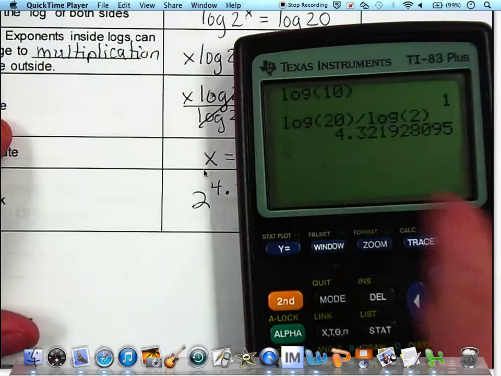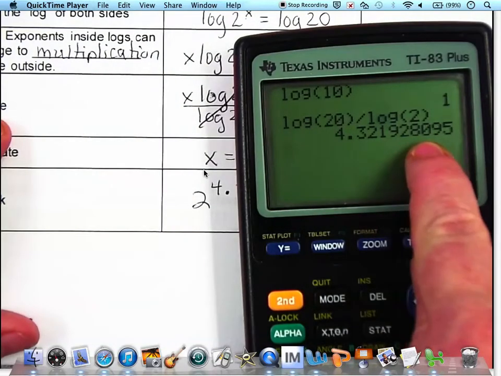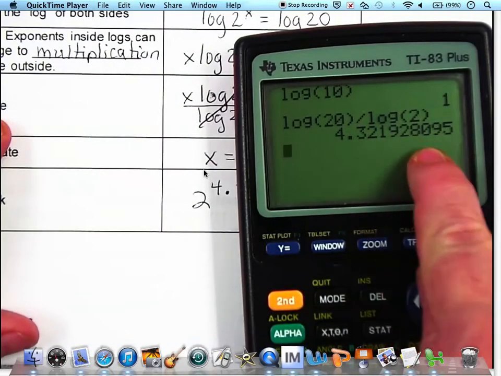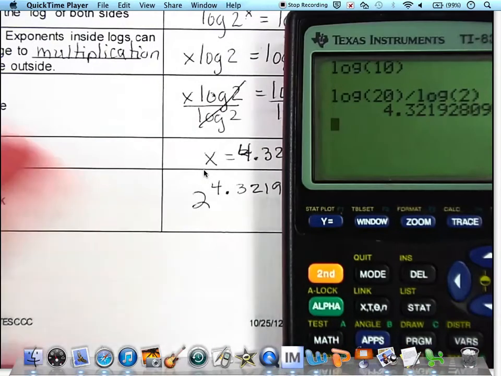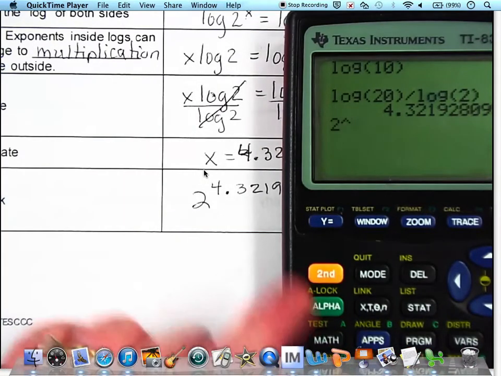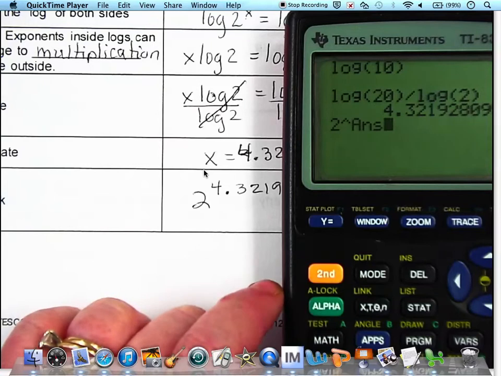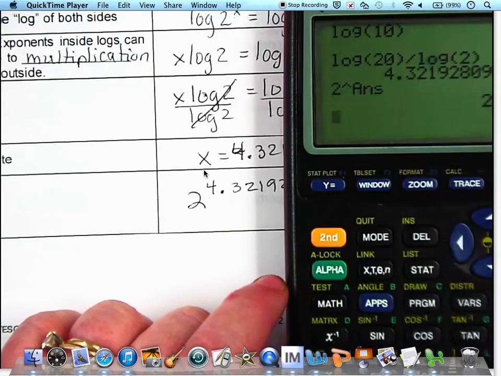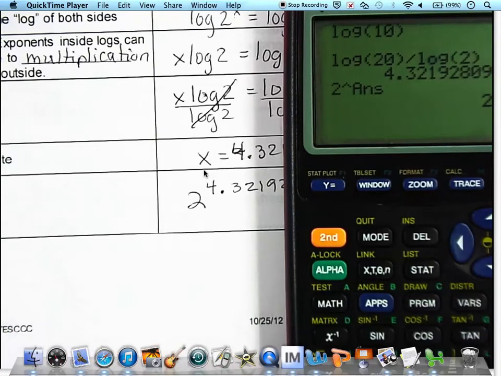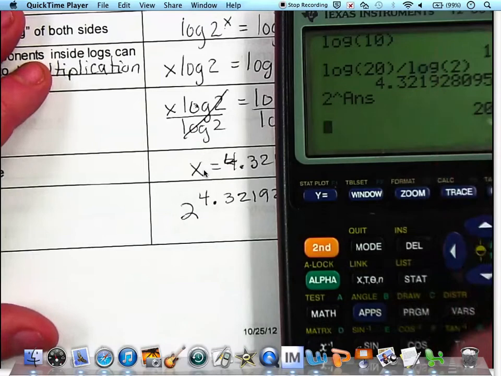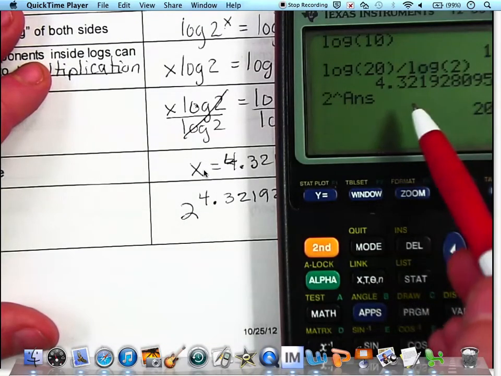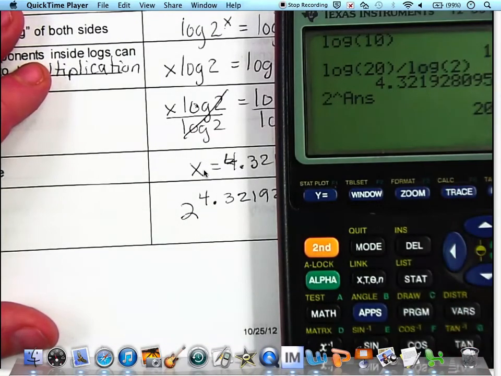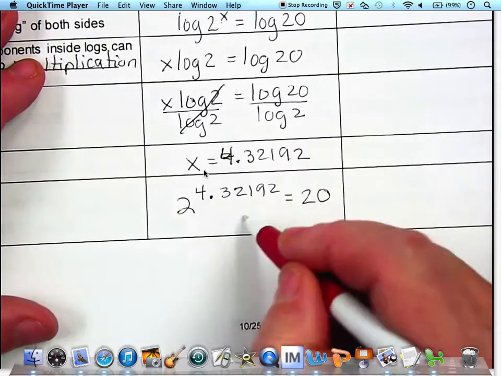Now, if you still have this on your calculator, log of 20 divided by log of 2, and that answer, you remember how to do that, where you can do 2 to the second negative. And does it equal 20? Yes. 19.998. Okay, same thing, right. Because if you did the rounded decimal, then you're not going to get exactly 20. You'll get close. All right, so that works.